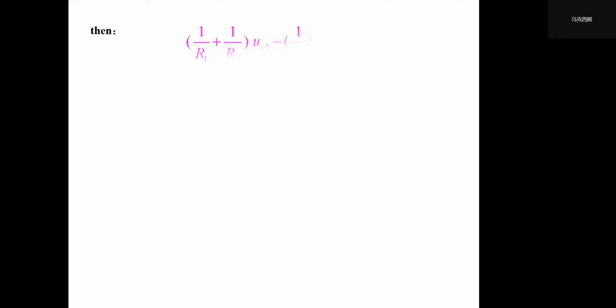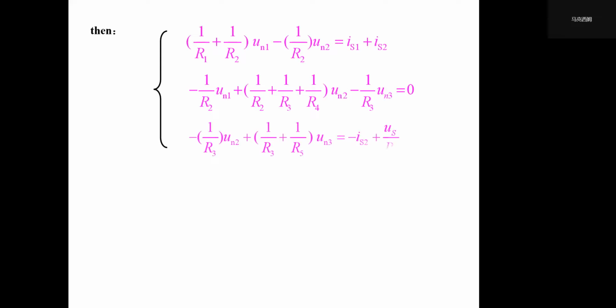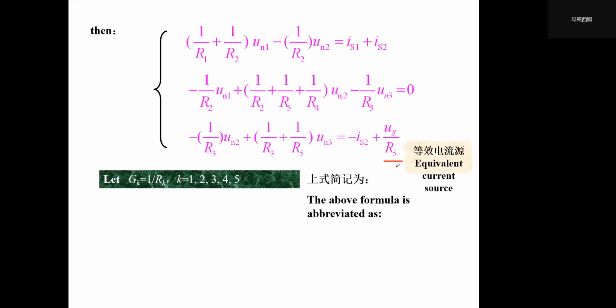We are using the same trick, but we didn't do it deliberately. It just automatically matches the trick we have learned before. And if we don't like the reciprocal of the resistance, we replace it with the conductance. So we can simplify these equations into this form: G11 times UN1 plus G12 times UN2 plus G13 times UN3, just like that.